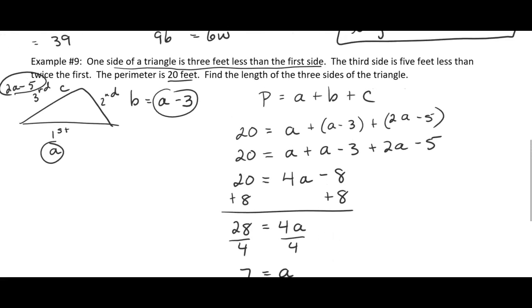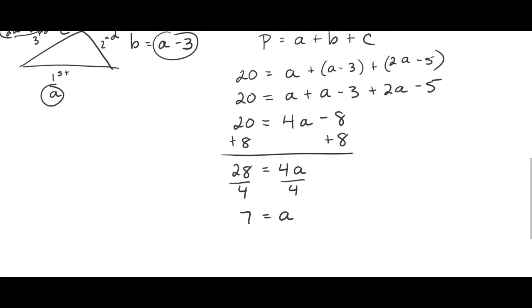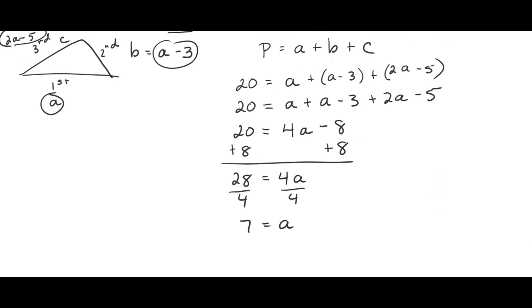Oh man, I don't remember. Yeah, this was in feet. So I can say something like, I'm going to need my picture here a little bit. So I know A is 7. So what is B? Well, 7 minus 3, which is going to be 4.